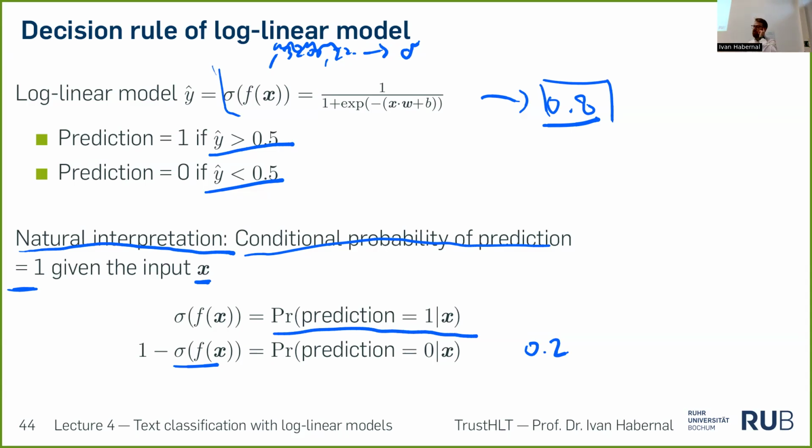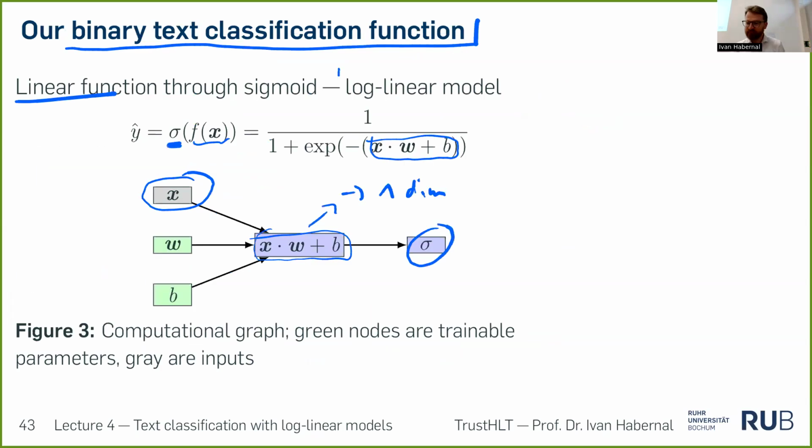Okay, so we have a linear model. We have the computational graph. We can take any vector and project it into something between 0 and 1. That's awesome. How do we train this thing? How do we find W and B? Where do they come from?